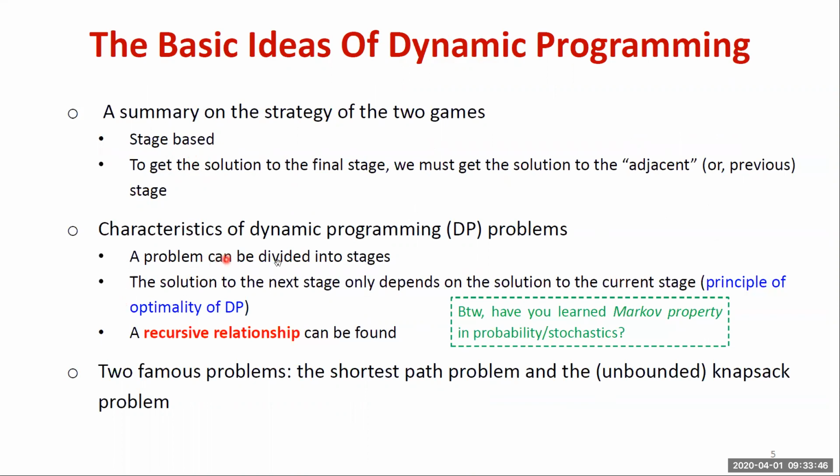First, a problem can be divided into stages. Second, the solution to the next stage only depends on the solution to the current stage. This is called the principle of optimality of DP. DP is dynamic programming, and we need to get a recursive formula or a recursive relationship. And yes, we can do it. Why? Because of this principle that the solution to the next stage only depends on the solution to the current stage.